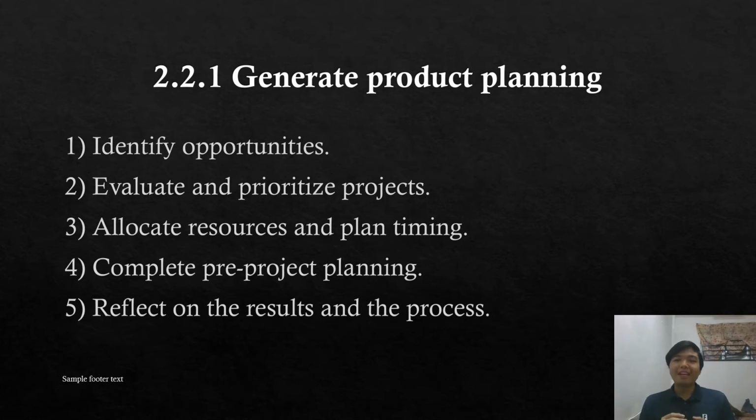For product planning, there are 5 main points. First, identify the opportunities, evaluate and prioritize projects, allocate resources and plan timing, complete pre-project planning, and reflect on the results.